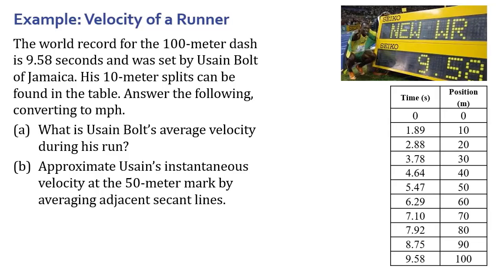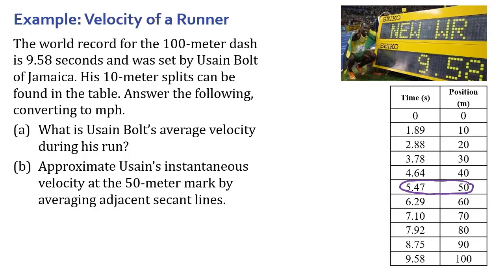Let's look at letter B. Approximate Usain's instantaneous velocity at the 50-meter mark by averaging adjacent secant lines. To find that instantaneous velocity, what it's asking for is the slope of the tangent line at the position of 50. So we're looking at when he is right here, 5.47 seconds in at 50 meters.